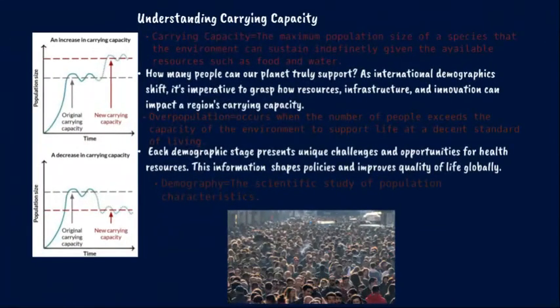Understanding carrying capacity. Carrying capacity is the maximum population size of a species that the environment can sustain indefinitely given available resources, food and water. How many people can a planet truly support?